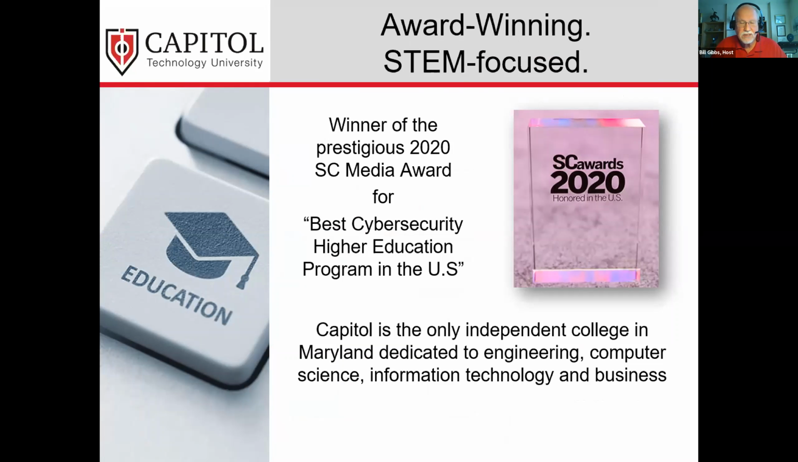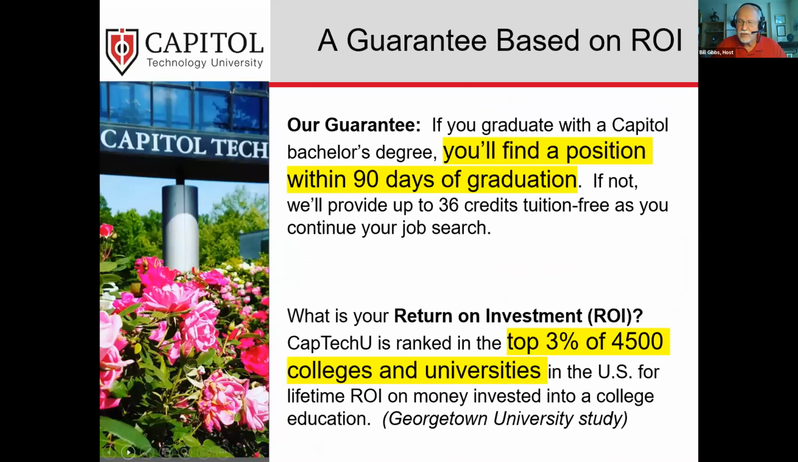Finally, I just want to mention very quickly a unique guarantee that we offer to our undergraduate students. If you graduate from Capital Technology University with a bachelor's degree, you will find a position in your field within 90 days of graduation. If not, we'll offer you up to 36 additional credits tuition free so that you can continue your studies and your job search. But we don't often have to do that.